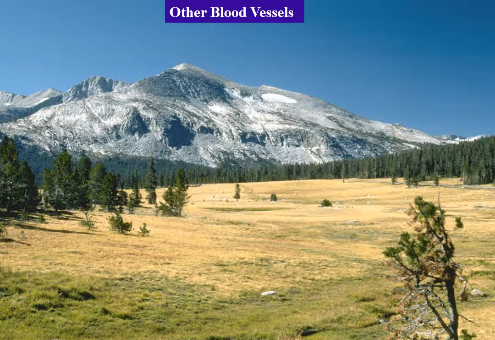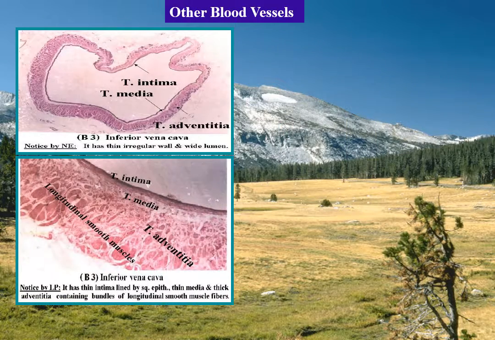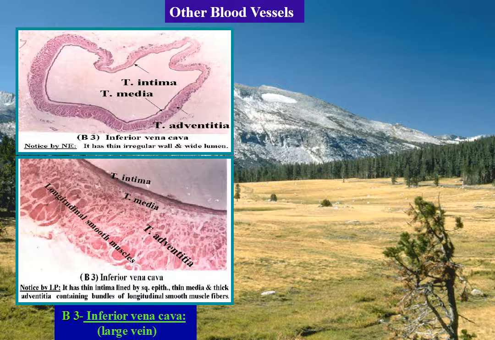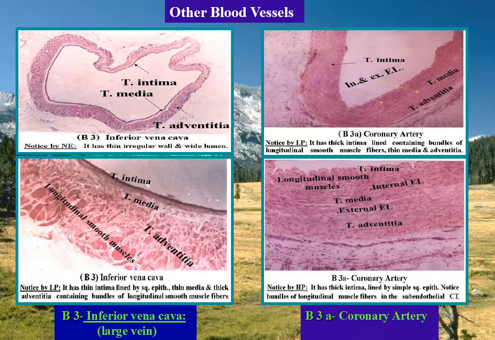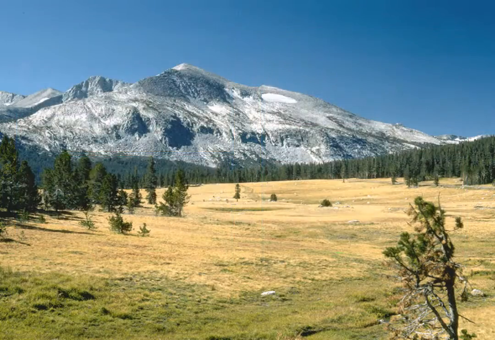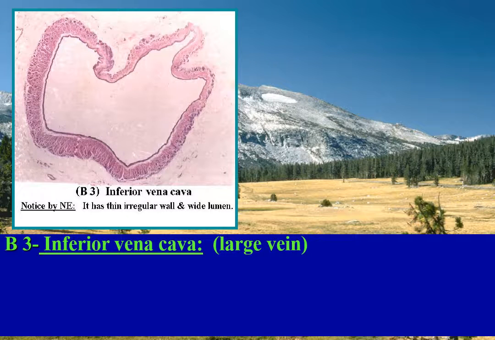Other blood vessels. Inferior vena cava, an example of a large-sized vein, examined by naked eye and low power. Coronary artery, an example of a specialized artery, examined by low power and high power. Inferior vena cava, an example of a large-sized vein.